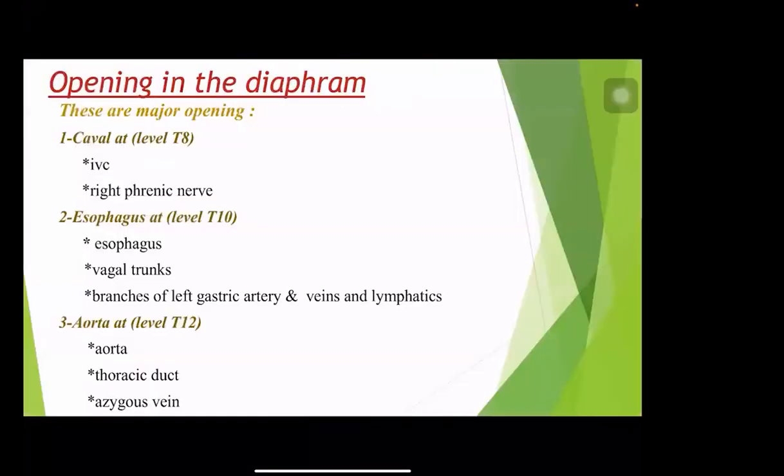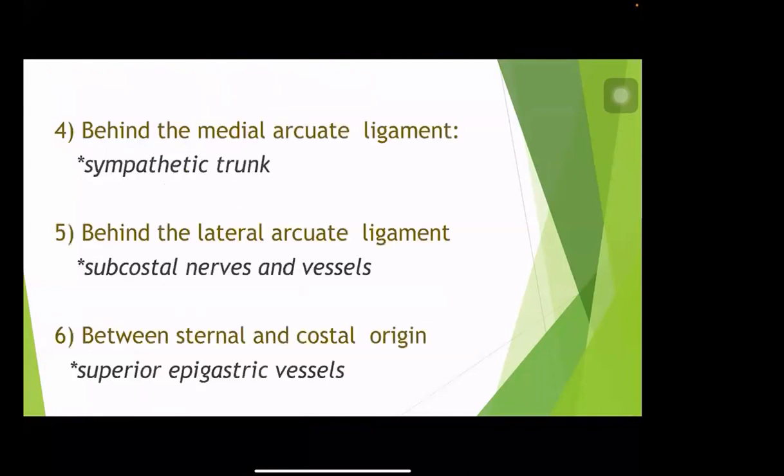Okay. Openings in the diaphragm. We have major openings and minor openings. The major openings, starting with the caval opening at the level of T8, where the IVC and right phrenic nerve pass. The second one is the esophagus at T10, where the esophagus, vagal trunks, and branches of the left gastric artery, vein, and lymphatics pass, and the aorta at T12, where the aorta, thoracic duct, and azygos vein pass.